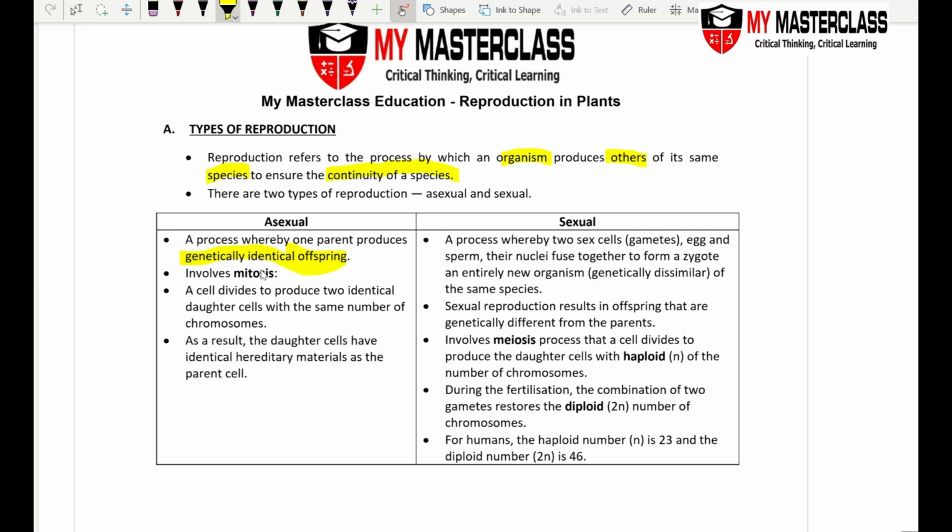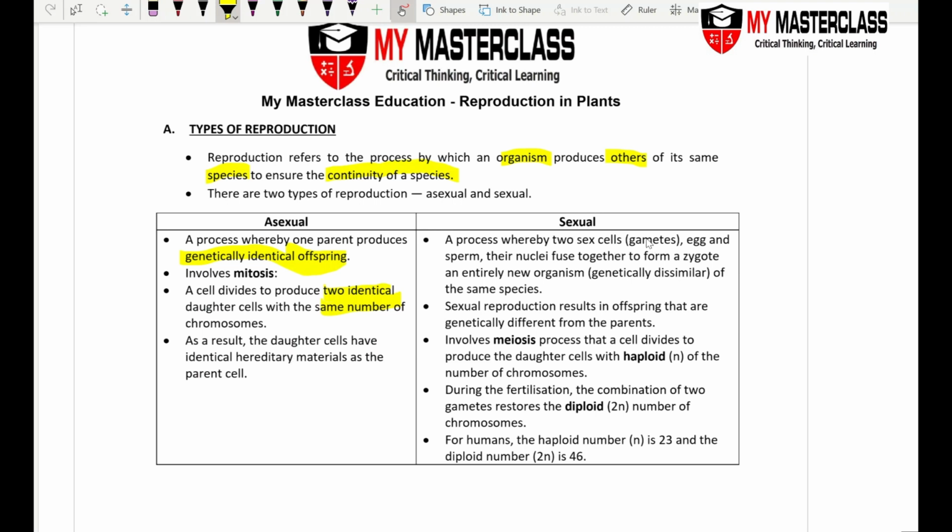Okay, so under cell division, we have got two types of reproduction. So asexual only involves mitosis, whereby there are two identical daughter cells. There's no such thing as a son cell. So it is only daughter cell with the same number of chromosomes, exactly the same amount of genetic information. So the daughter cells and the parental cell will have identical hereditary materials, which is essentially the DNA.